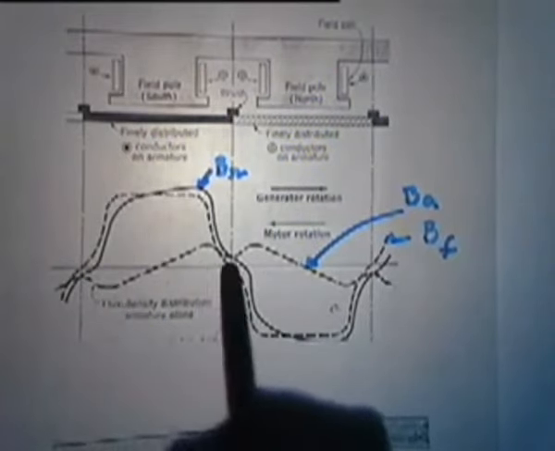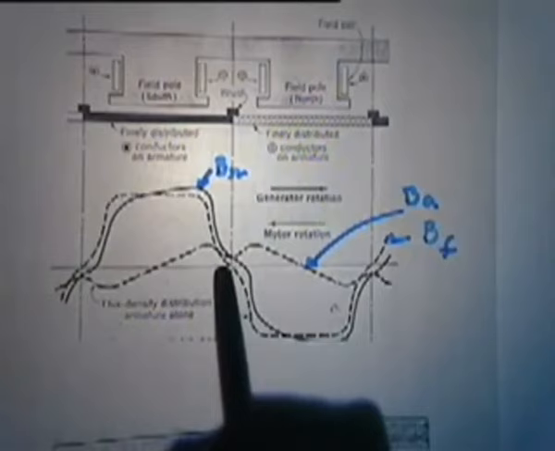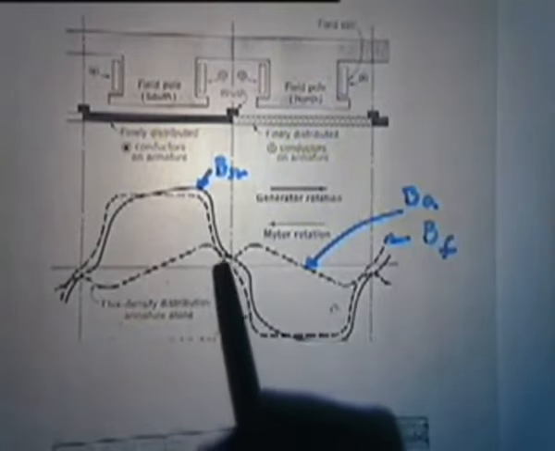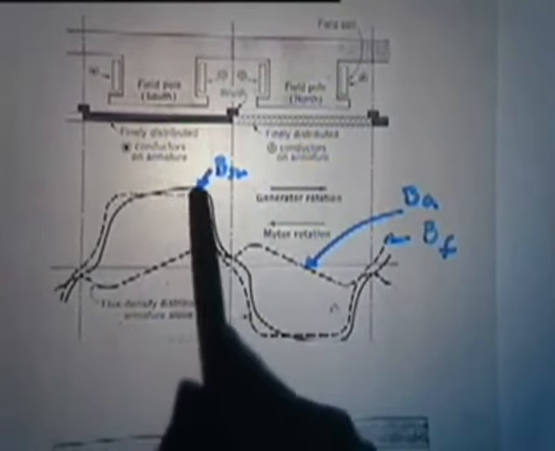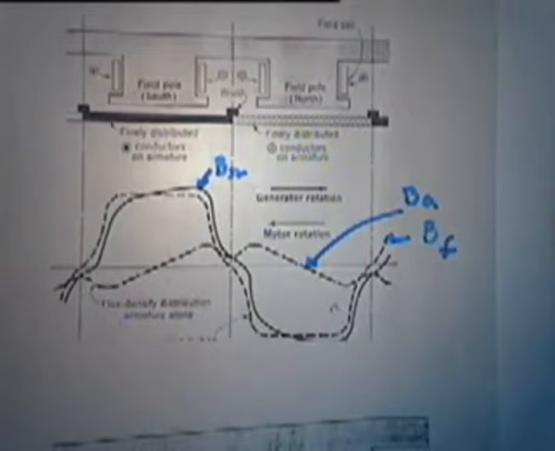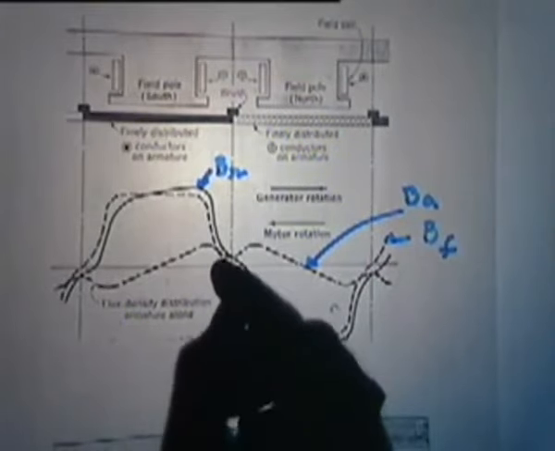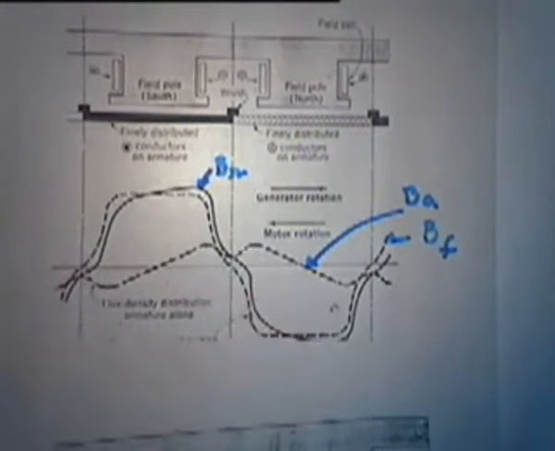So we call this net resultant flux per pole a net demagnetizing effect of armature reaction, okay, because of the saturation. So we observe two things: one is the magnetic axis changes, and there is a net reduction in flux per pole due to armature reaction, okay. So this is an undesirable feature.